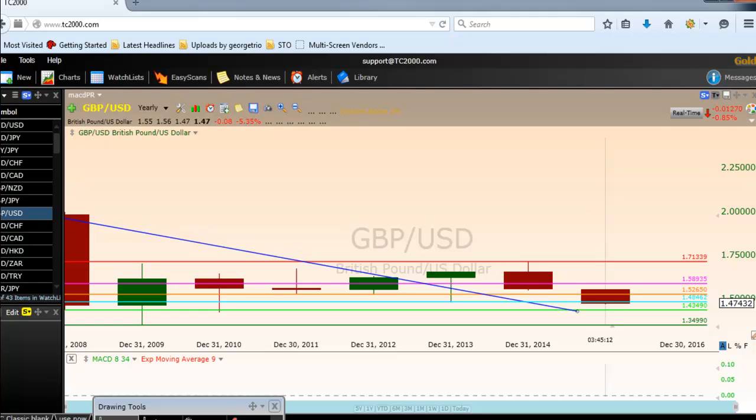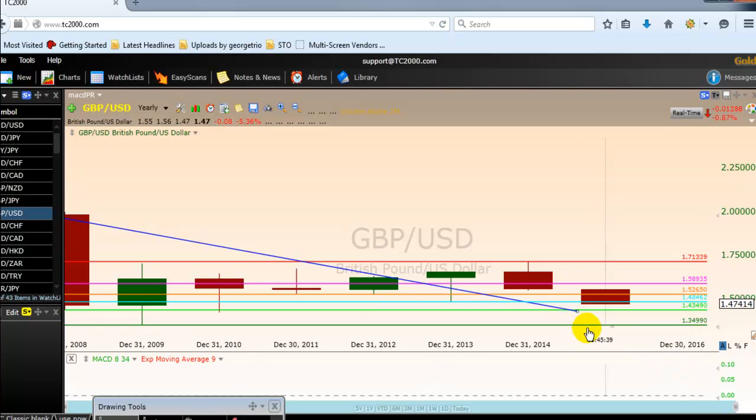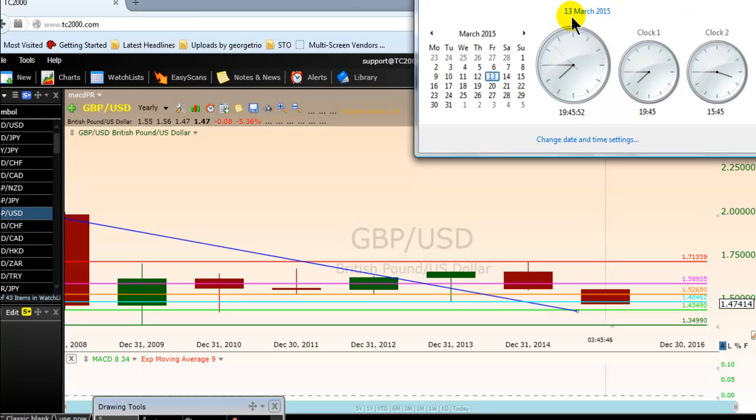There is another key level that I want you to remember. In fact, you shouldn't forget it. Note it down. The price is approaching that level now, the gray line here. This gray line is the low of 2008. That level, you don't want to forget. It's at 143.49. You can see where we are now: we are at 147.41. Today is Friday, the 13th of March 2015.